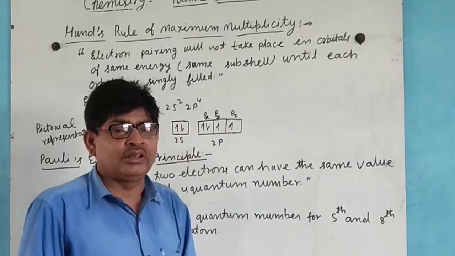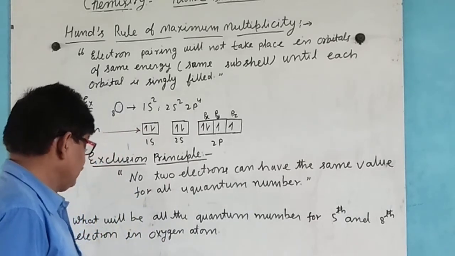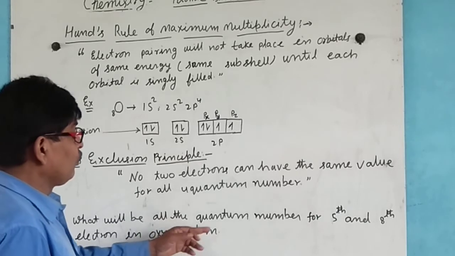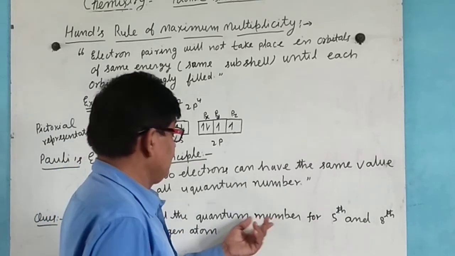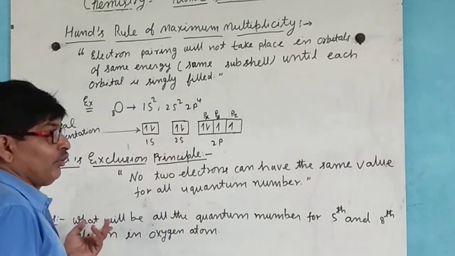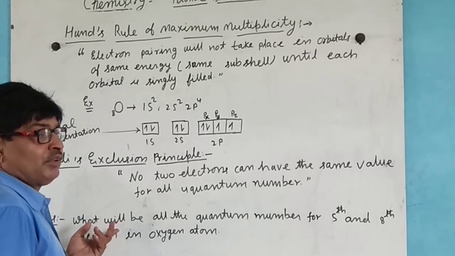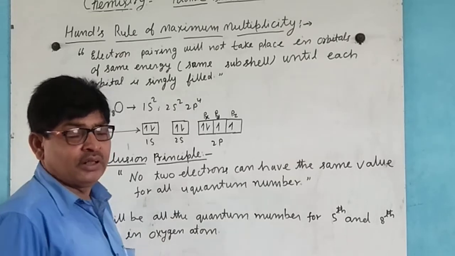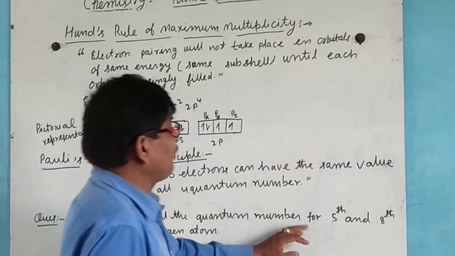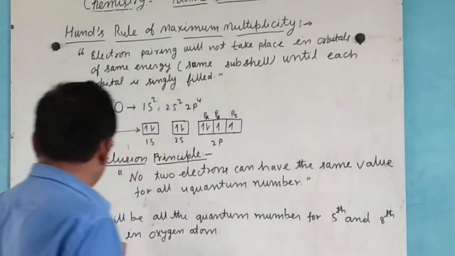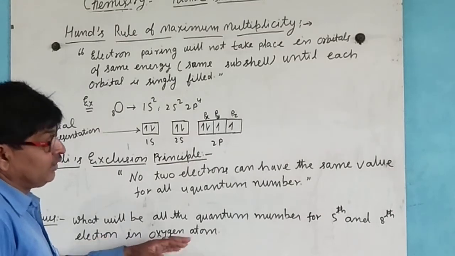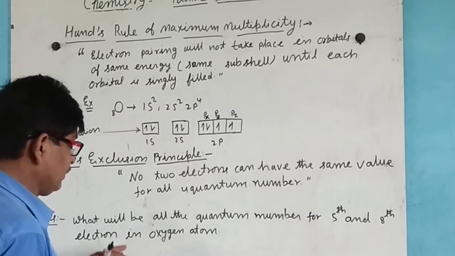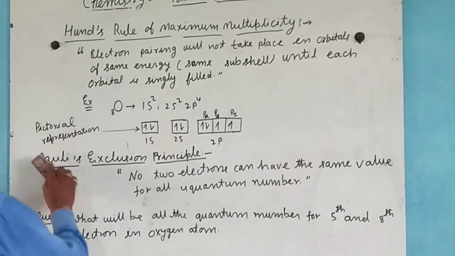Now we take one problem. What will be all the quantum numbers: the principal quantum number, azimuthal quantum number, magnetic quantum number and spin quantum number for the 5th and 8th electron in the oxygen atom? Now we discuss these examples.